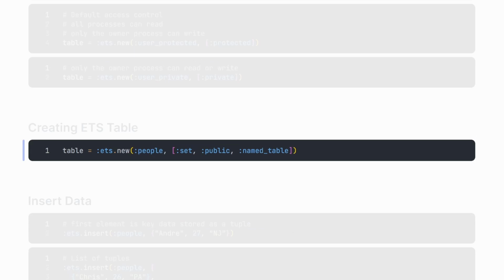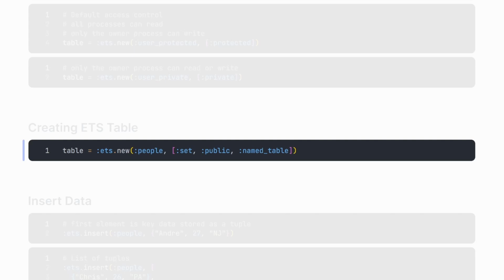How does one go about creating an ETS table? Well, you want to use the Erlang module ETS and the function new. The first argument we're going to give it is the people as an atom, which is the table name, and then the second argument is the list of properties this table will have. So in this case, we give it a table type of set, which means only one key and one value per key.